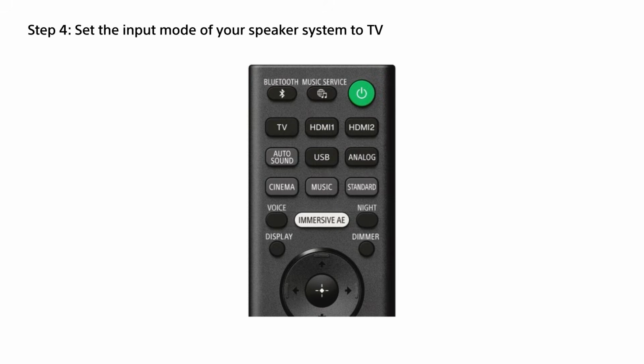Step 4. Set the input mode of your speaker system to TV. If the input mode of the speaker system is set to other than TV or the home menu is displayed, the sound will not be audible. Press the Input or TV button on the remote of the speaker system. Then set the input mode to TV.